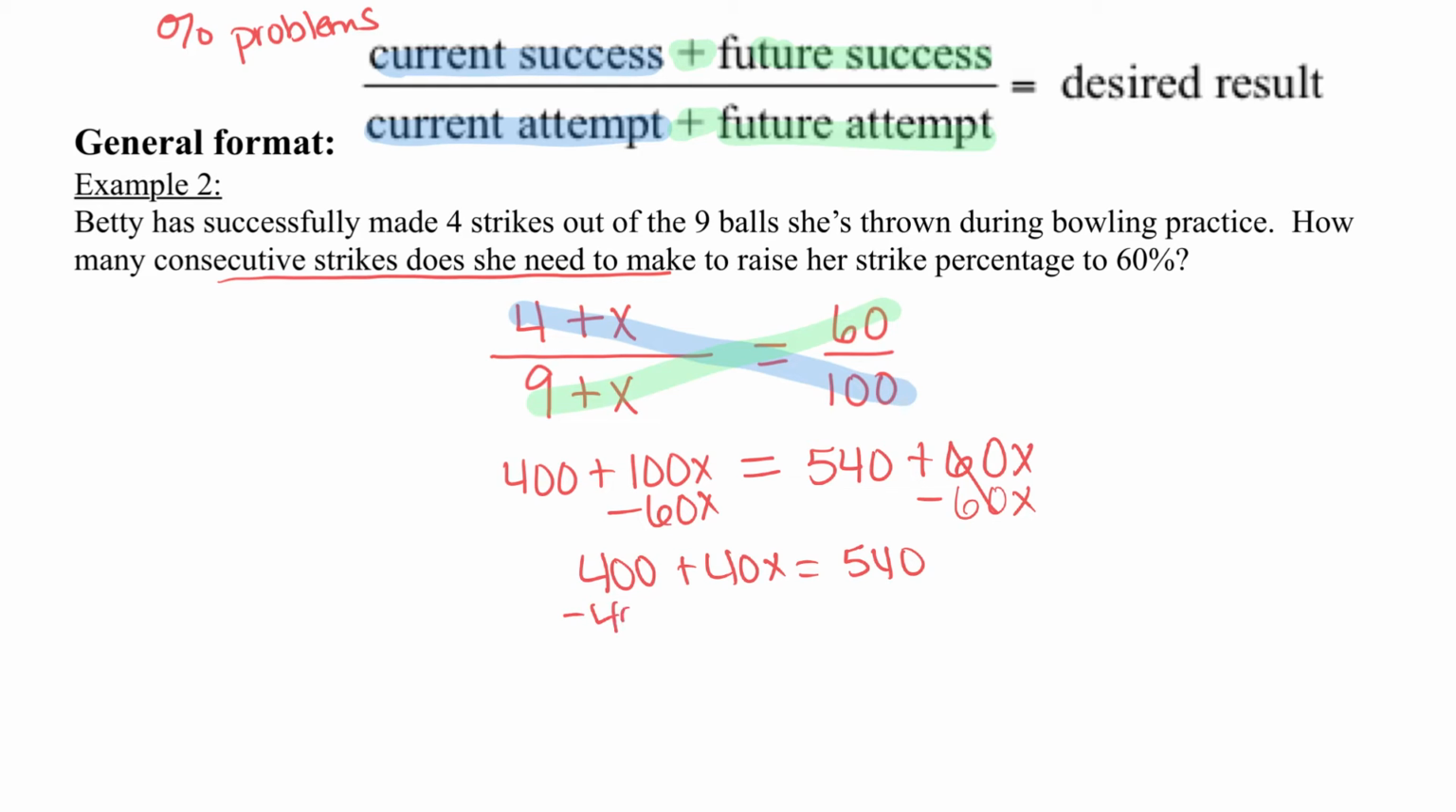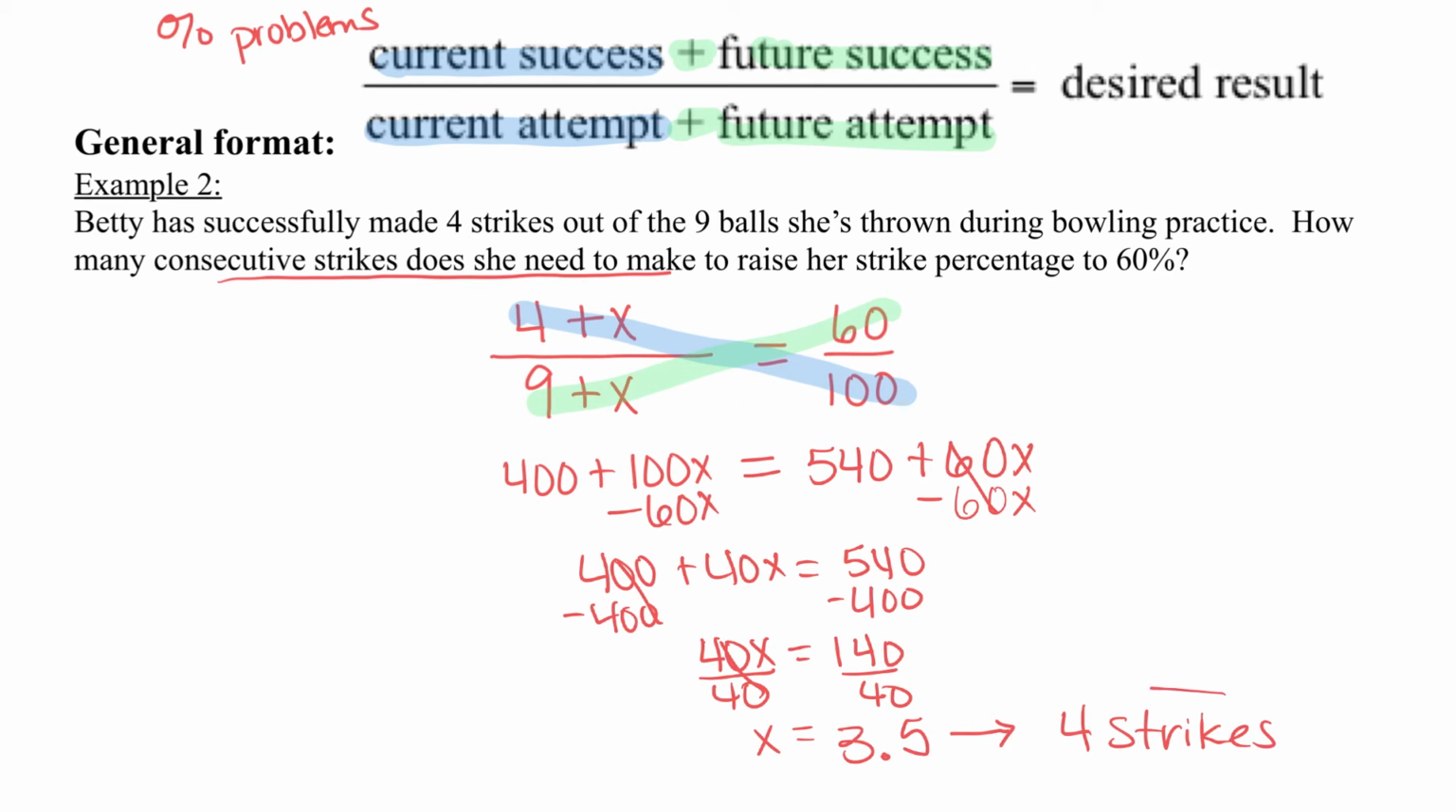Then we're going to subtract 400, and that'll give us 40x equals 140. Then we divide by 40. In order to get her percent up to 60%, she would have to bowl 3.5 consecutive strikes. Obviously you can't bowl half of a strike, so you want to round that up. She's going to need to roll 4 consecutive strikes to get it up to 60%.